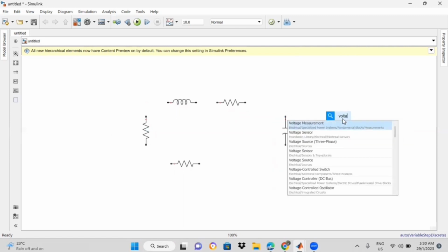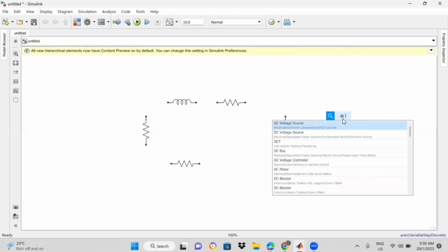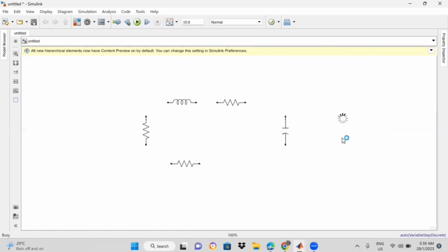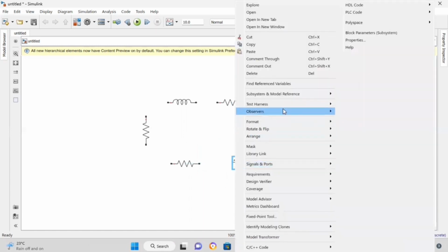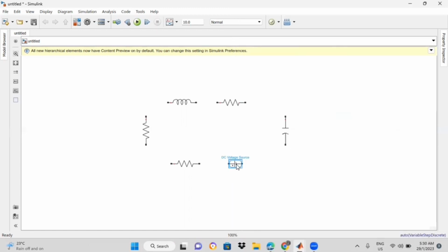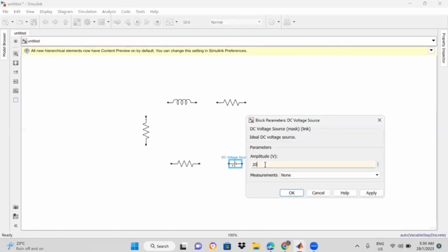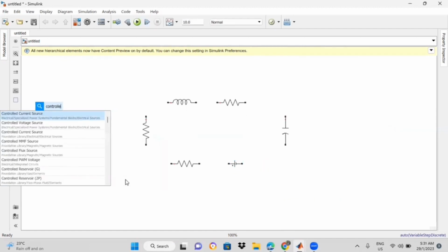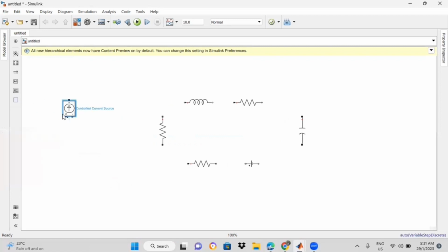Next, we also need a DC voltage source, so we can find it through MATLAB and choose it. Okay, so this is the voltage. And then we reposition the DC voltage source, and as with the other components, we need to insert the value of the voltage source. Next, we find the controlled current source, and arrange it in the circuit.